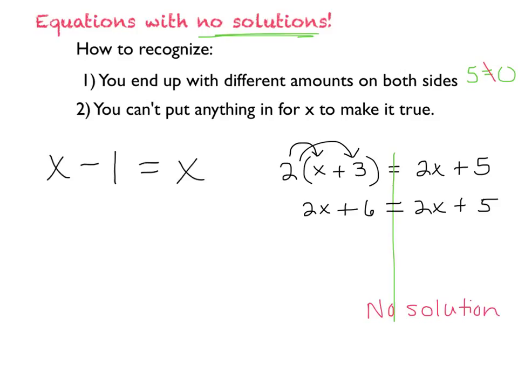If you don't notice it, then you can go ahead and take away 2 x's from both sides, and I end up with 6 equals 5. Well, that's not true. So that means there's no answer that I can put in for x.